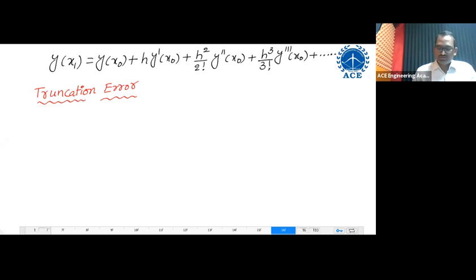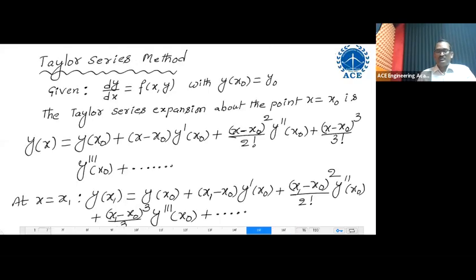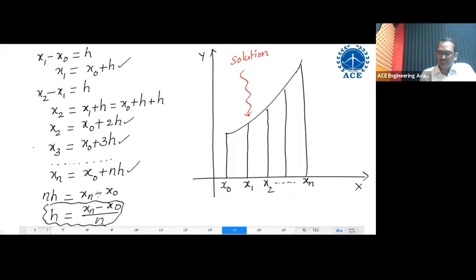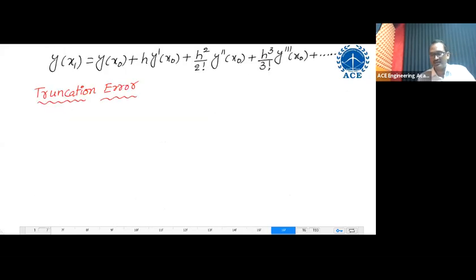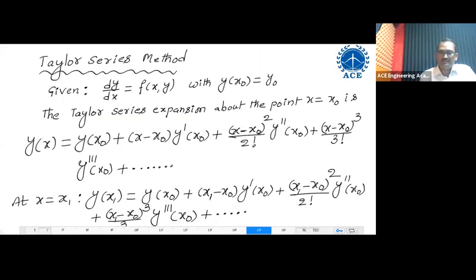Tell me which part you are feeling complicated. Till now, do you have any doubts regarding this part? You can ask if you have doubts or if you are unable to understand, because some students are mentioning if you have a doubt.